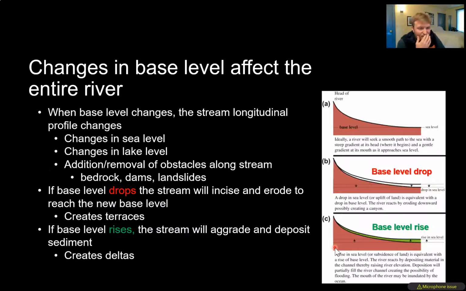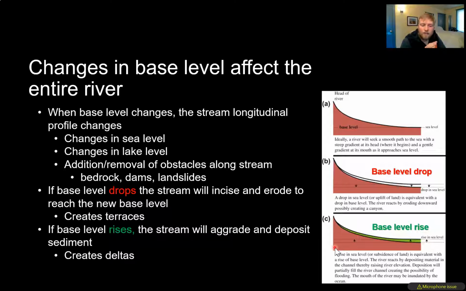And what's critical about this is that if you drop the base level, right, so if the sea level is lower or a lake level is lower, the stream is going to do its best to make it to that new lower base level. So this results in incision and erosion along the stream channel when the base level drops, okay? That can create what are called terraces, or flat former river plains along the sides of the river, and I'll show you that in a second.